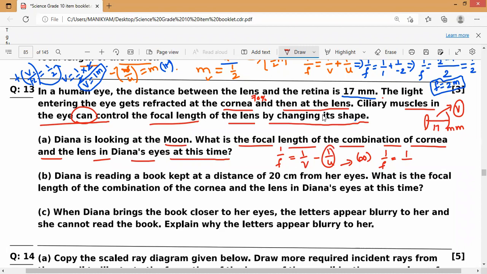U is equal to V, sir. It's always plus. Check it, everybody. Behind is plus or minus. Everybody, even I told you about the human eye.